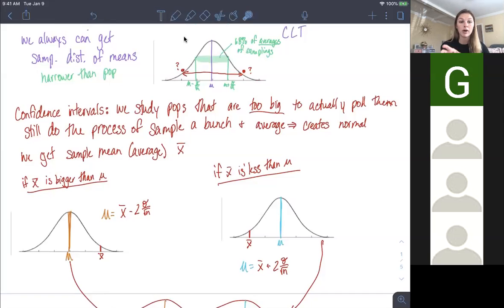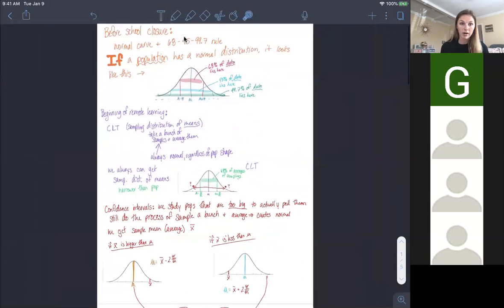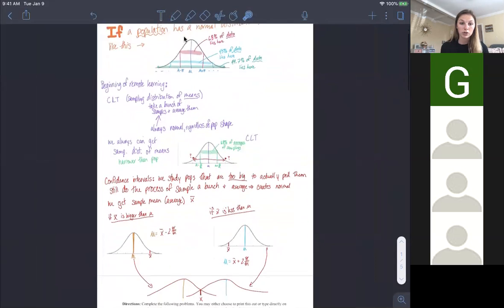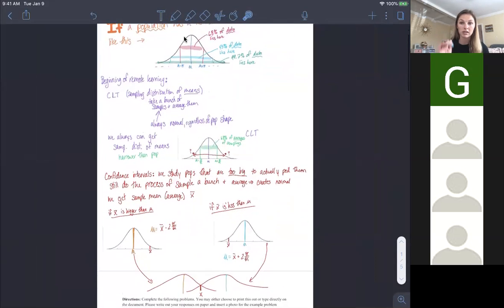But before I do that part, do you have any questions or clarifications about any of the stuff I was just talking about, moving from before school closures all the way through what we've been doing as far as normal curves, confidence intervals, all that stuff?